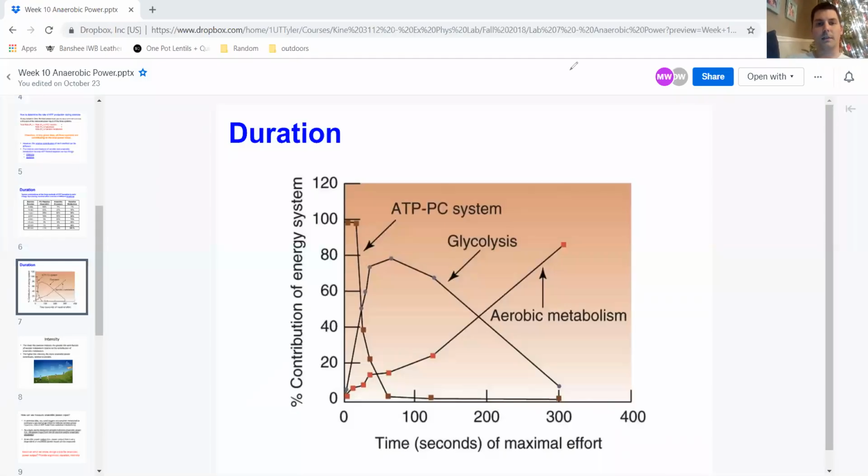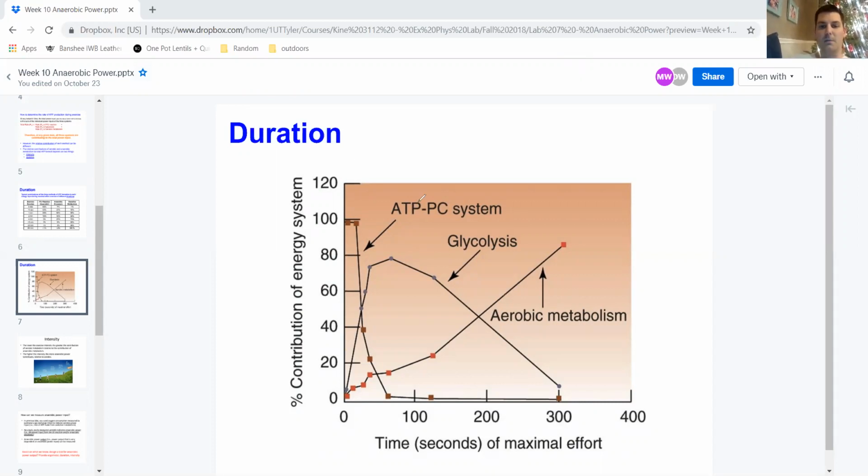I got a question asking when we use or get a substantial amount of energy from our anaerobic systems. And this can be seen in a couple places in the notes. I'm going to highlight here first this graph here.